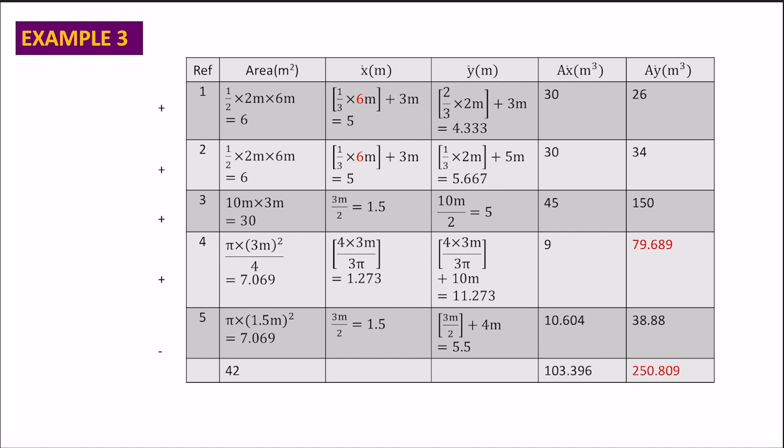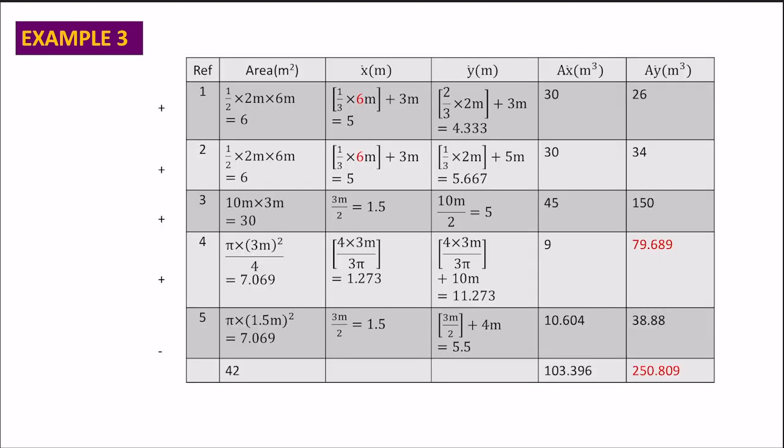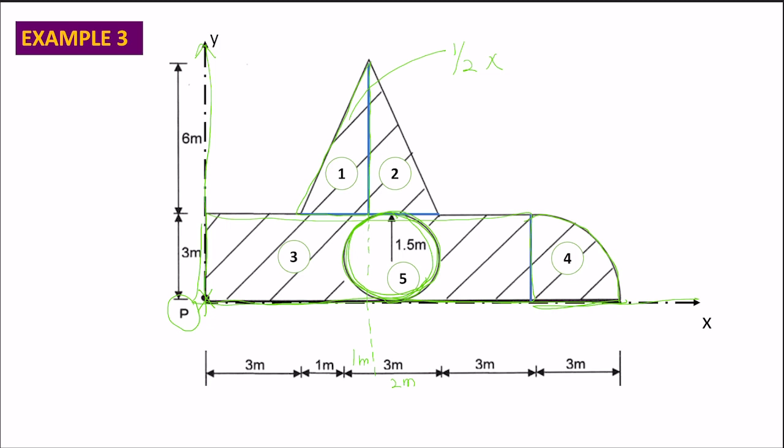For the first area, which is the triangle yang kita bahagi dua, the area yang kita akan kira adalah setengah darab. Ini kita agak-agak lah ya. This is 1 meter. This is 2 meter. So definitely this figure tak lengkap sangat dia punya dimensions. So I put here 1/2 times 2 meter, the width, and the height is 6 meter. That is for the area.